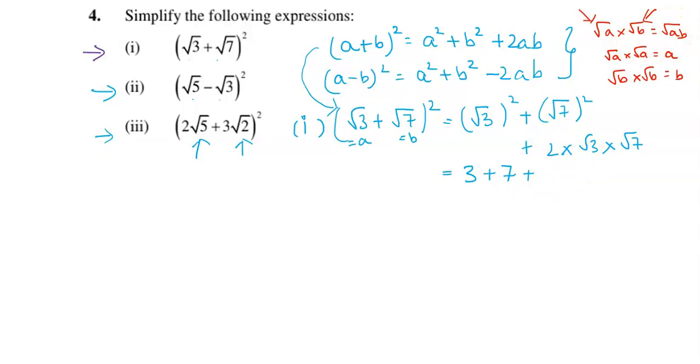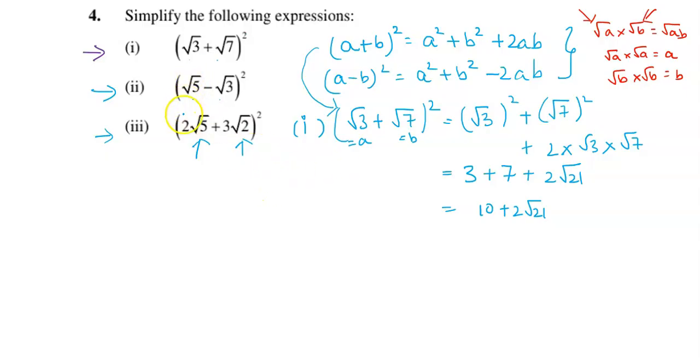So from here I will write now, see carefully, 2 into root 3 into root 7. So I can write this as 2 root 21, because 3 7s are 21. So 3 plus 7 is 10 plus 2 root 21. Are you following? See it carefully, students.